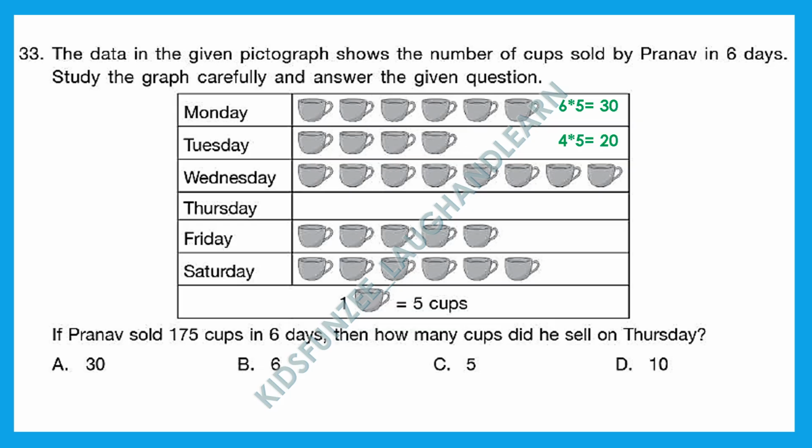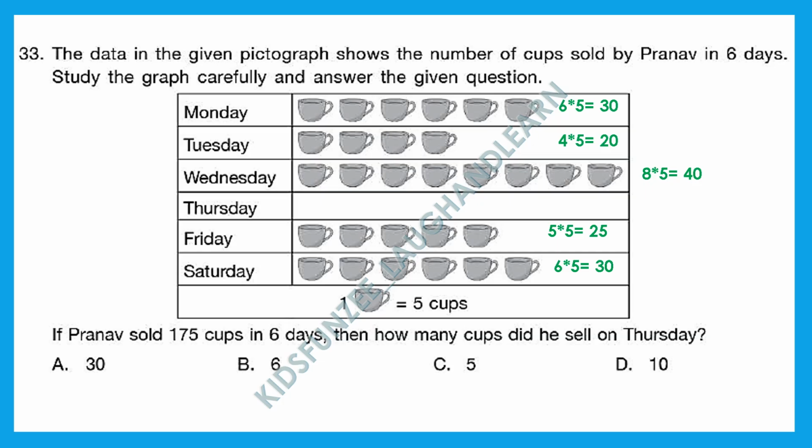Tuesday, 4 into 5, which is 20. Wednesday, 8 into 5, which is 40. And Thursday is missing, which we have to find. Friday, 5 into 5, which is 25. Saturday, it was 6 into 5, which is 30. So now we know each day how much cups were sold, and just one day we do not know.